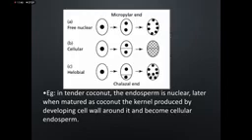Then there is another kind of endosperm, that is helobial. Here both free nuclear and cellular structures are seen combined.